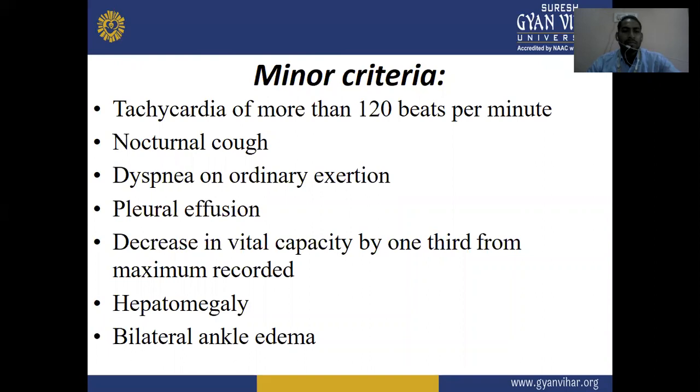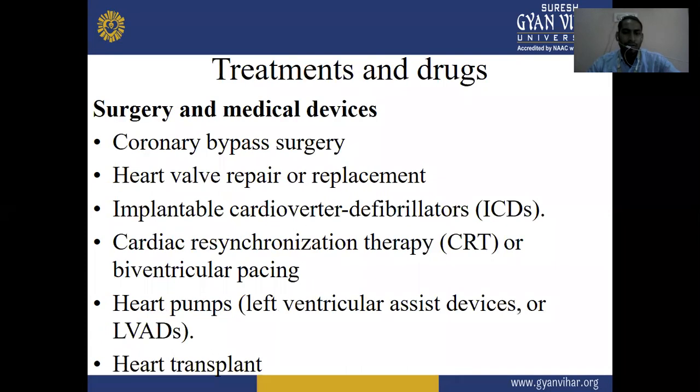Minor criteria: tachycardia of more than 120 beats per minute, nocturnal cough, dyspnea on ordinary exertion, pleural effusion, decrease in vital capacity by one third from maximum recorded, hepatomegaly, bilateral ankle edema. These are the minor criteria of congestive heart failure.